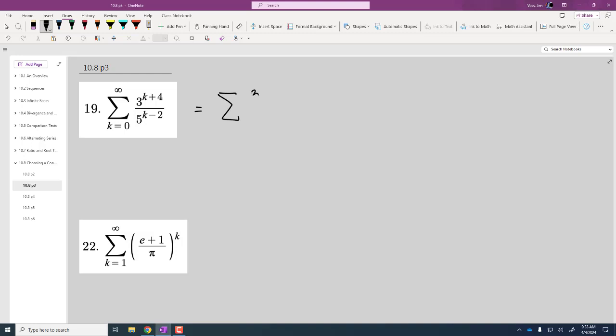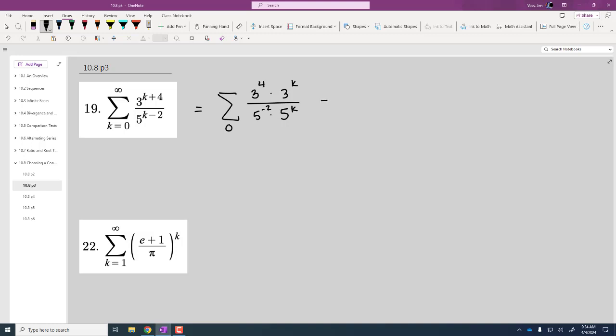So this is going to be 3 raised to the 4th power multiplied by 3 raised to the kth power. And down below, this is going to be 5 to the k. I'm going to put the constant out in front, and 5 to the negative 2. And the series starts at 0. So is that okay with everybody? Do you see how we can do that constant manipulation with the laws of exponents?